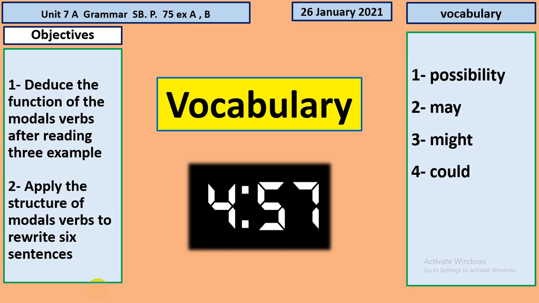Today, inshallah, we're going to study Unit 7A Grammar, Student Book, page 75. So bring out your student book, workbook, and notebook, exercise A and B. Our objectives for today: deduce the function of the modal verbs after reading the three examples, and apply the structure of modal verbs to rewrite 6 sentences. Our vocabulary for today: possibility, may, might, and could.